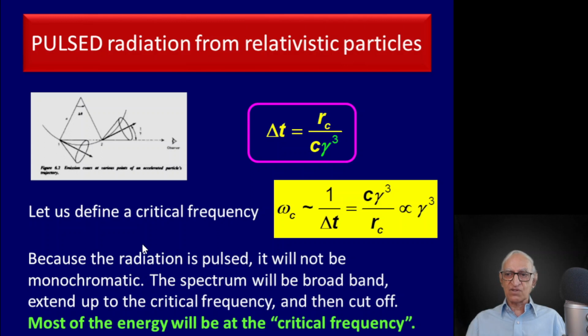Why will it not be monochromatic? First of all, let me repeat what I said. The radiation will be pulsed. The width of the pulse in time will be proportional to 1 over gamma cubed. The frequency will be proportional to gamma cubed times what the frequency would have been in the non-relativistic case. If the charge was non-relativistic, and going around in a circle with the frequency omega, then the frequency in the relativistic case will be gamma cubed times that omega.